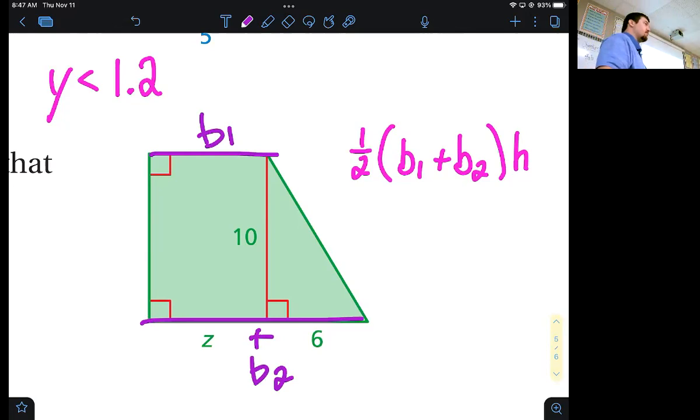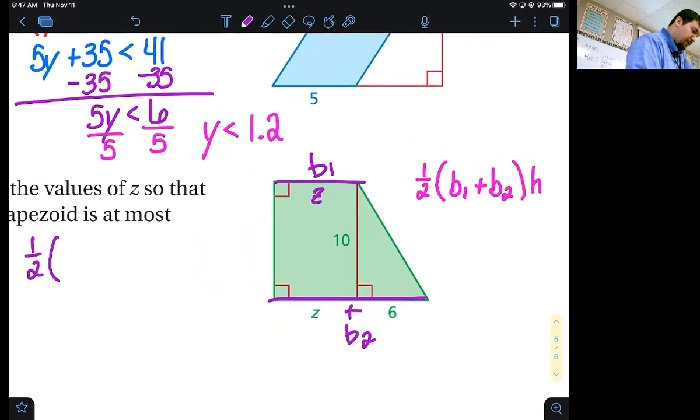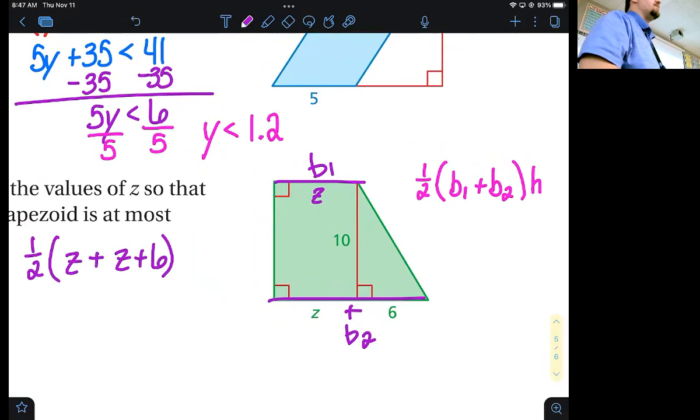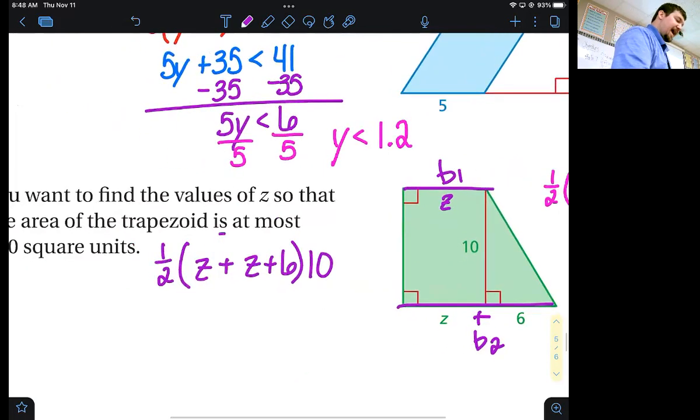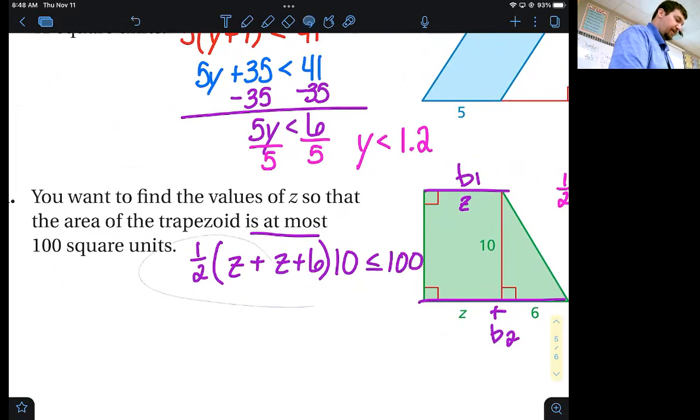What about base 1? Base 1 is the same as what? Z. Yeah, exactly. Nice shot, because the other side's Z, right? Okay, so 1/2 parentheses. For base 1, I'm going to use Z, and for base 2, I'm going to use Z plus 6. And then what's the height of the trapezoid? Connects the two bases? 10. I want that to be at most 100. Does that mean 100 is a minimum or a maximum? Maximum. Can't be any bigger than 100, so it's going to be less than or equal to it. And there's my equation and my inequality.